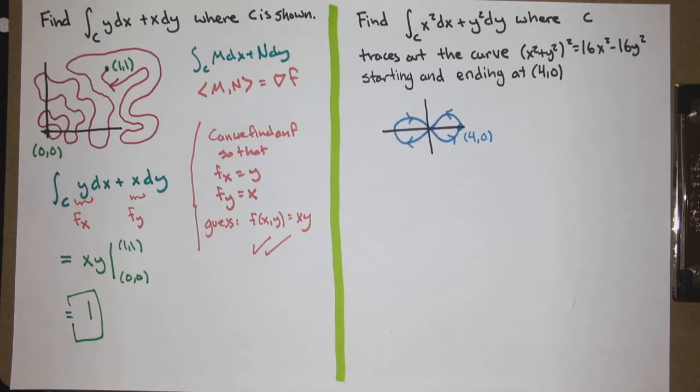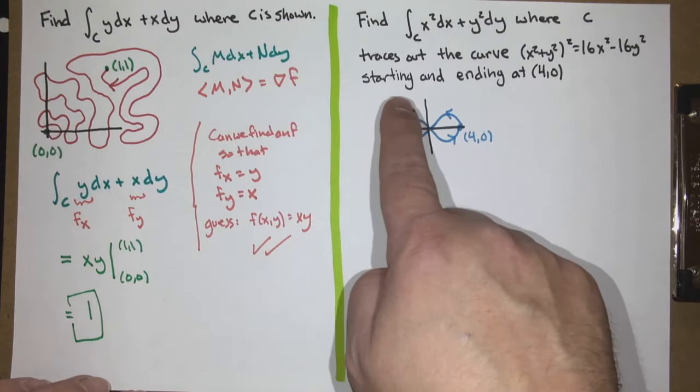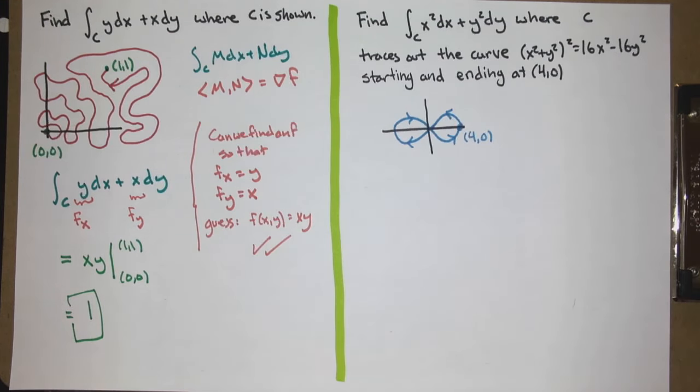So here's a different one. Find the integral along the curve of x squared dx plus y squared dy, where C traces out the curve x squared plus y squared, quantity squared, equals 16x squared minus 16y squared. This is actually a fairly accurate picture. It looks kind of like an infinity symbol. And you start and end at the point 4, 0. All right. So what do we do?